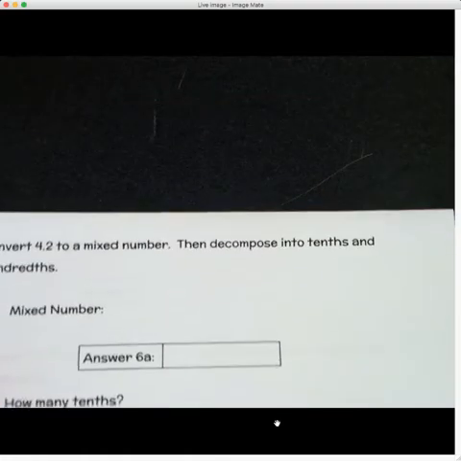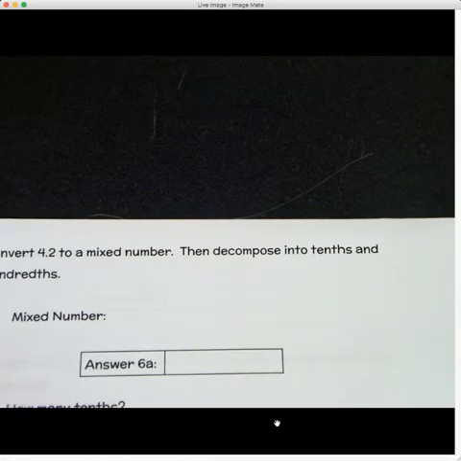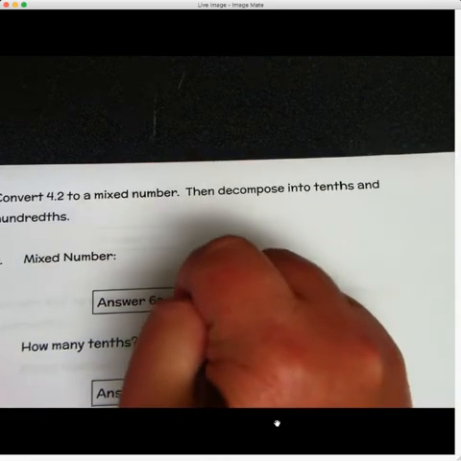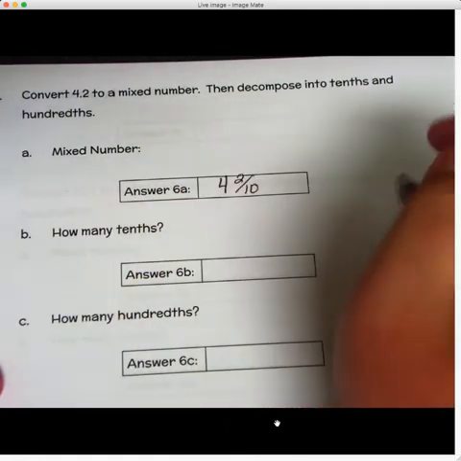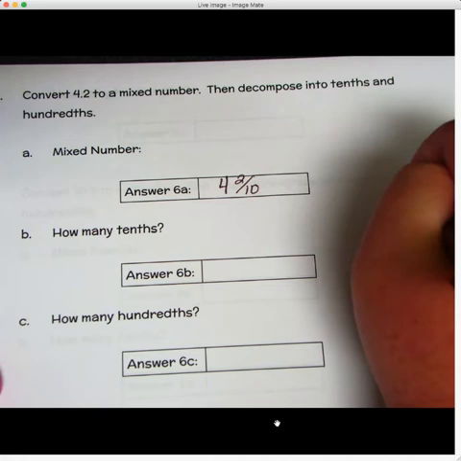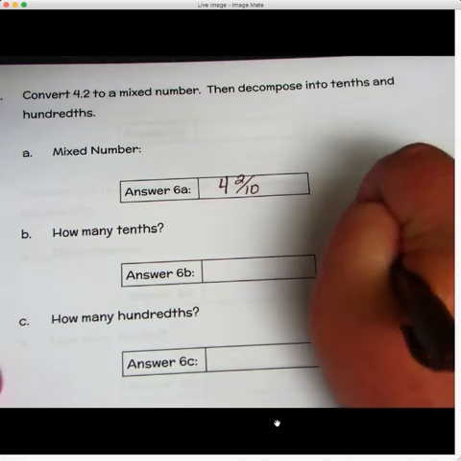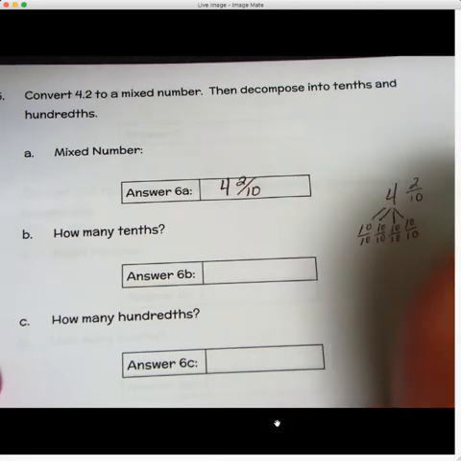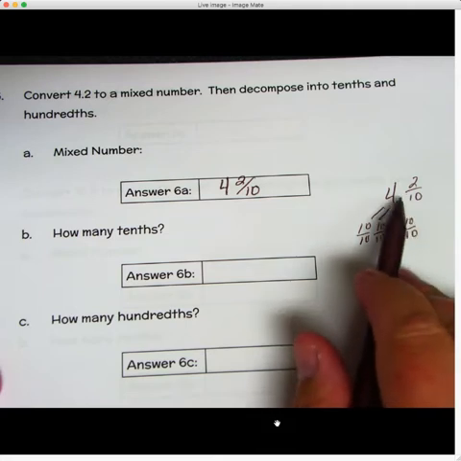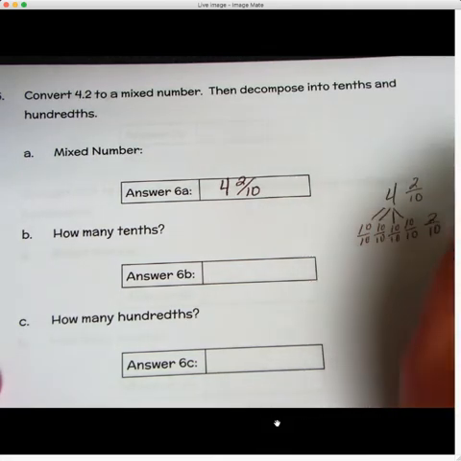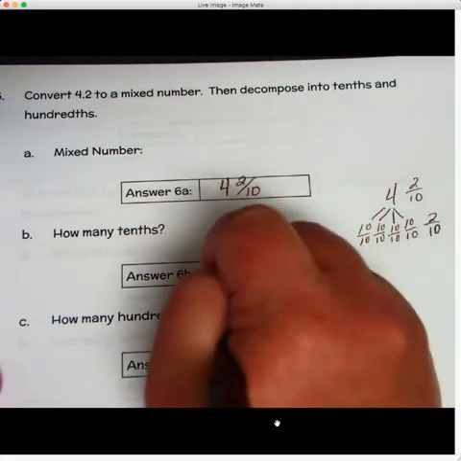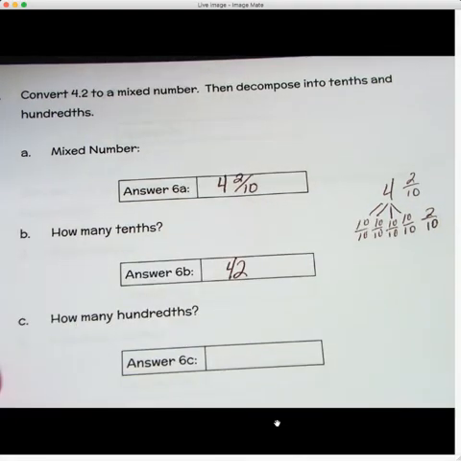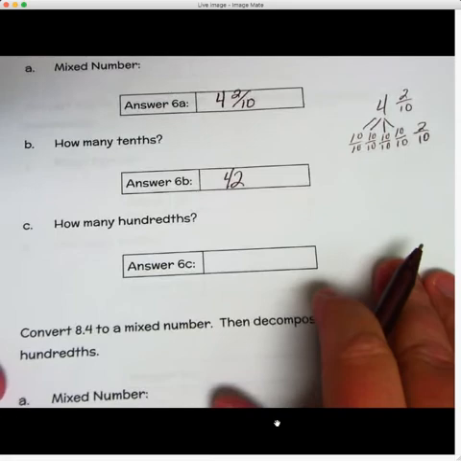Okay, we're doing the same thing on this one. Make 4 and 2/10 a mixed number and decompose into tenths and hundredths. 4 and 2/10 looks like 4 and 2/10. How many tenths? We're going to break the 4 into 4 10/10. Some of you might be able to do that in your head. It's going to be 40 tenths, and then we have 2 tenths more. So altogether we have 42 tenths.